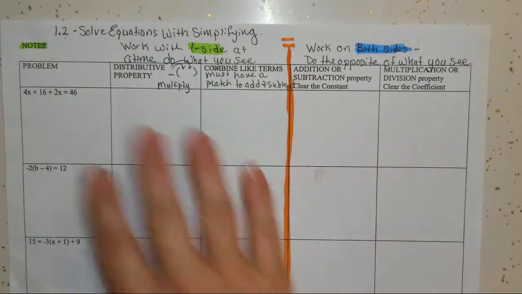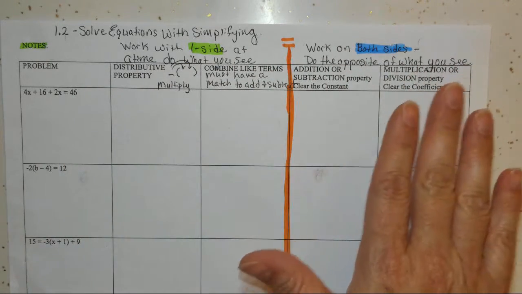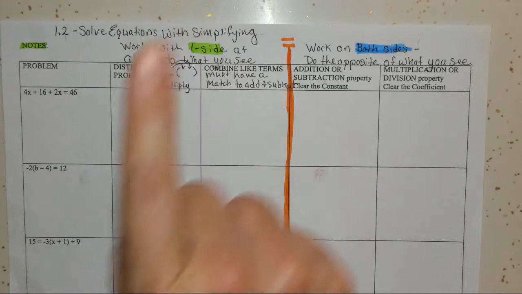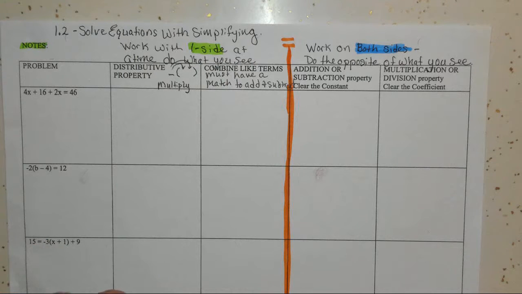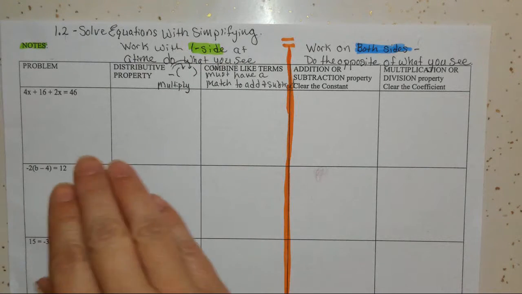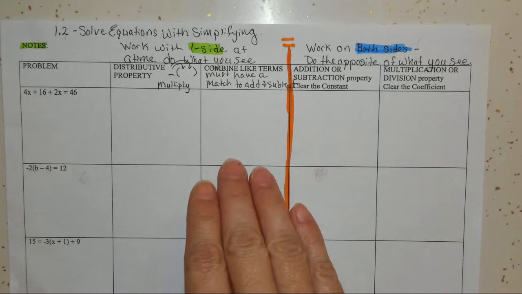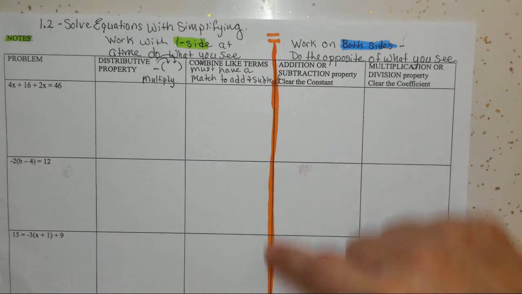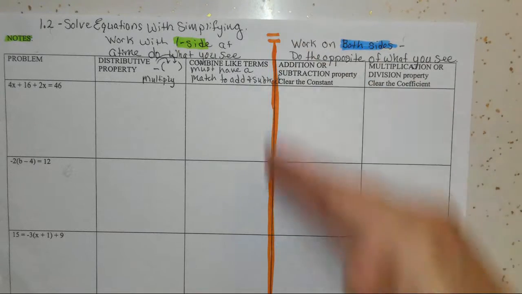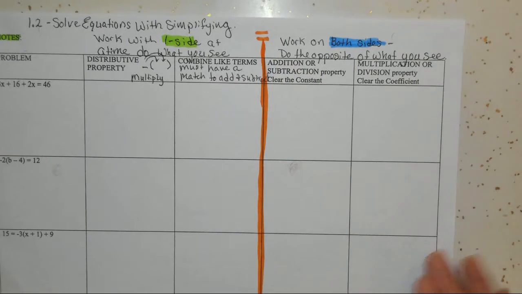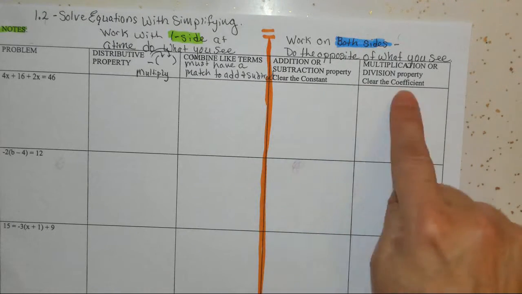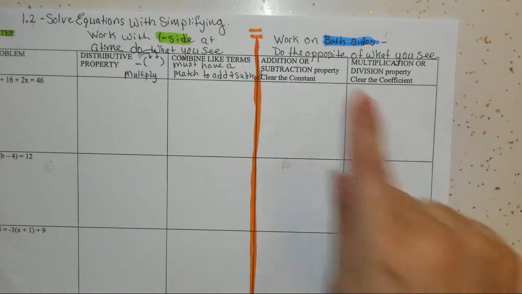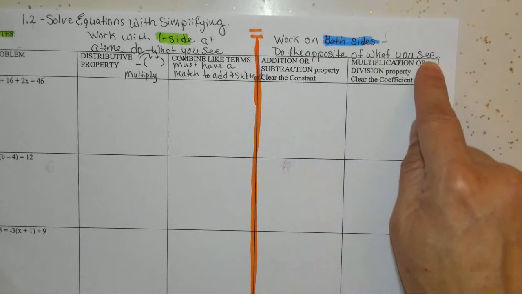Now, some things to notice, some differences between the things we've learned. Whenever we do the distributive property and combining like terms, we're working on one side of the equation at a time. So we're just doing what we see. The operations that we see are the ones that we do. Then, remember we were drawing that line at the equal sign, because in our next lesson we were doing operations to both sides of the equation. And that's when we do the opposite of what we see.